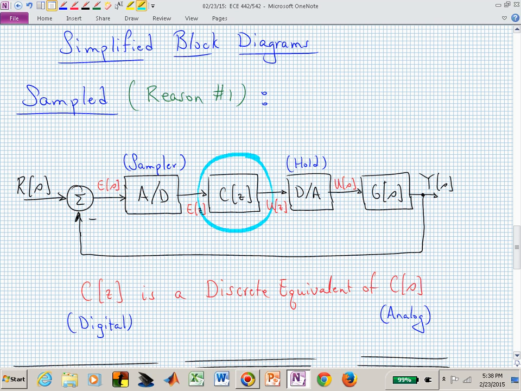Then maybe it goes down to 4.8. You hold 4.8. Then it goes to 4.7, and you hold it for one sample period. The C of Z would just be generating those discrete numbers in a sequence, and your analog plant wouldn't know how to process this sequence of discrete numbers. It's looking for a continuous time signal. That's why you need this D to A converter.